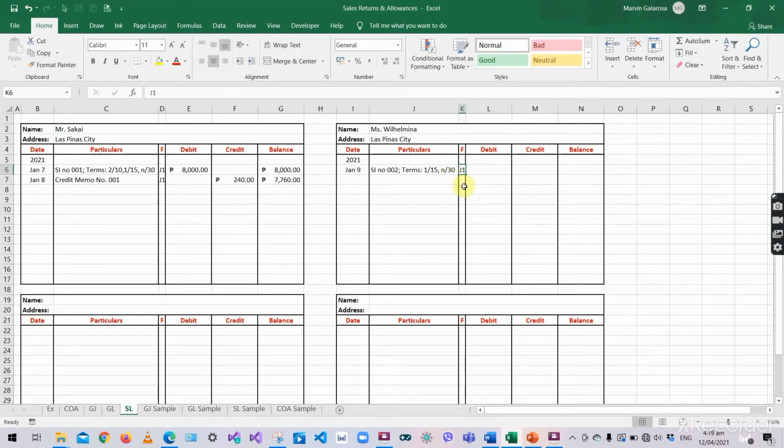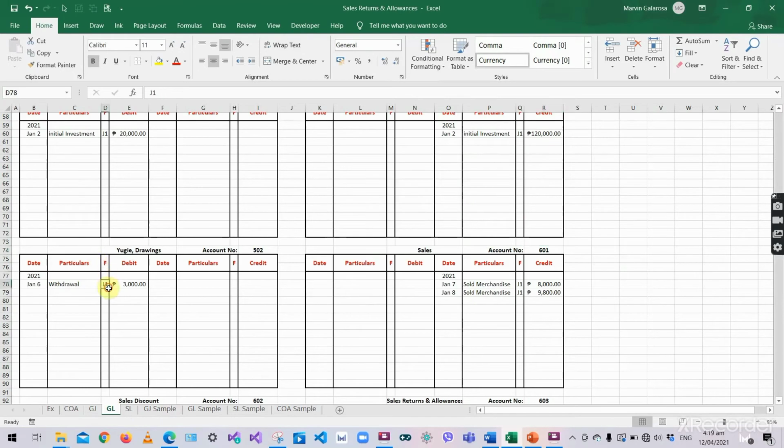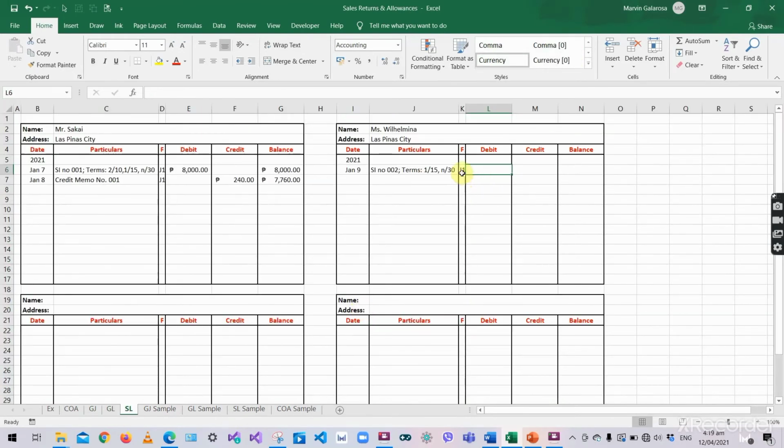Yung reference na yun, tumutukoy yan dun sa page sa General Journal. So, kung unang page siya, yun ay Journal 1. Each page is called Journal ng General Journal. So, nasa unang page tayo, kaya nalagay natin na reference, Journal 1. Debit na 9,800. So, as of January 9, ang balance ng account receivable natin from Miss Wilhelmina is 9,800.